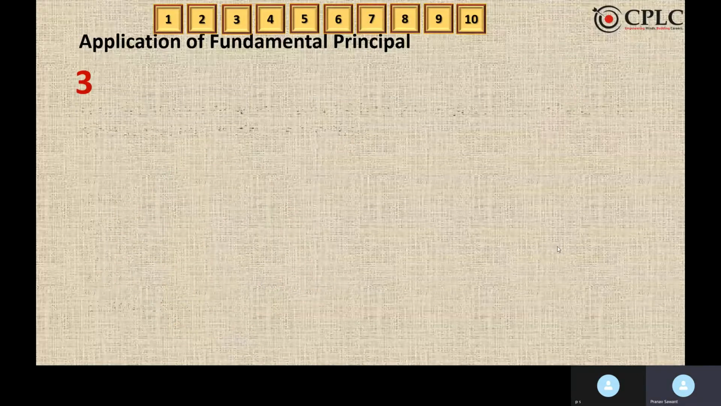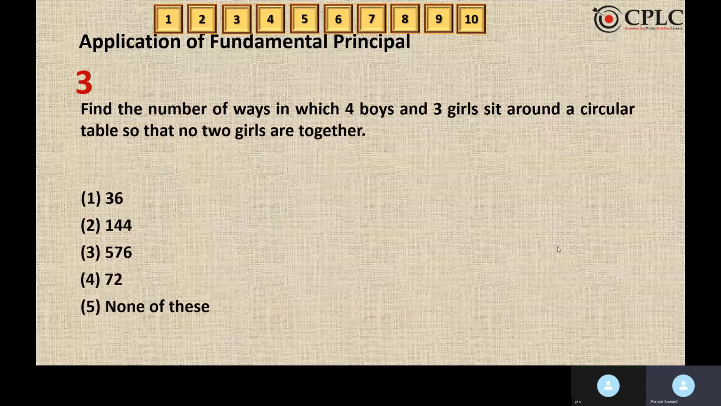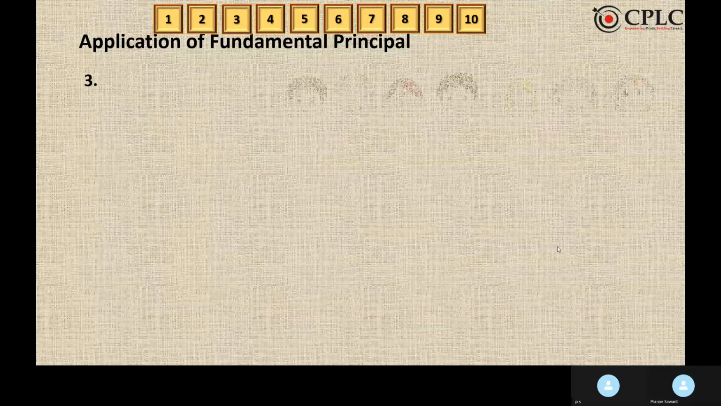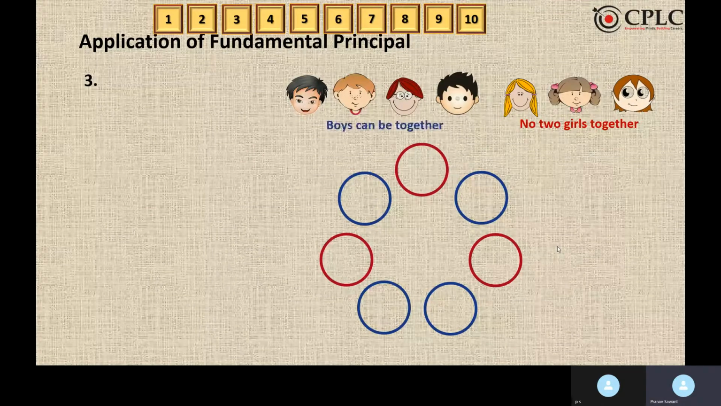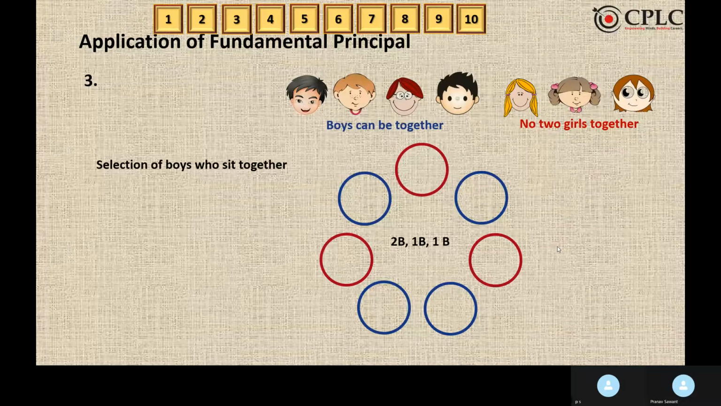Moving to the next question. Find the number of ways in which 4 boys and 3 girls sit around a circular table so that no 2 girls are together. So there are 4 boys and 3 girls. Also, no 2 girls must be together. What we'll do is we'll assume the places of girls now. Now the red circles are the places on which the girls can sit, and also they can follow the condition. Some boys can be together, so there is no restriction on the boys' part.